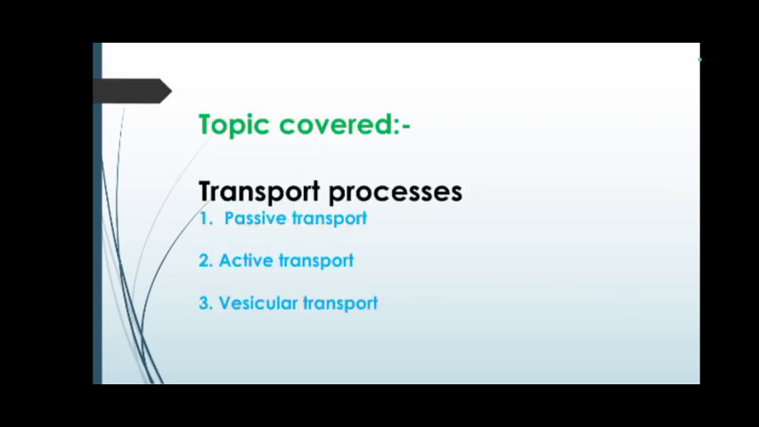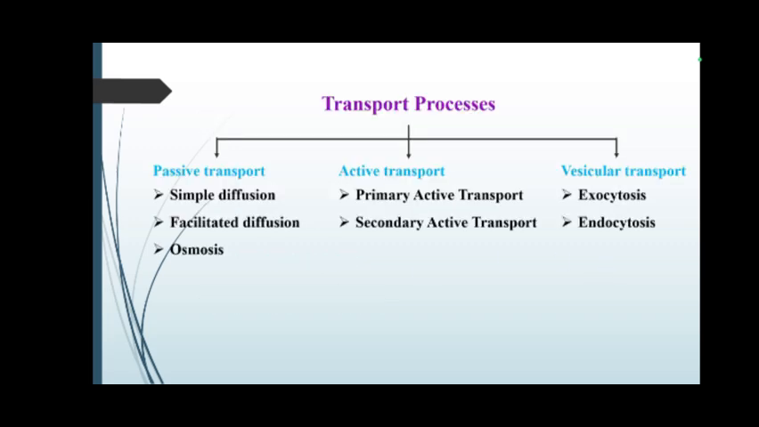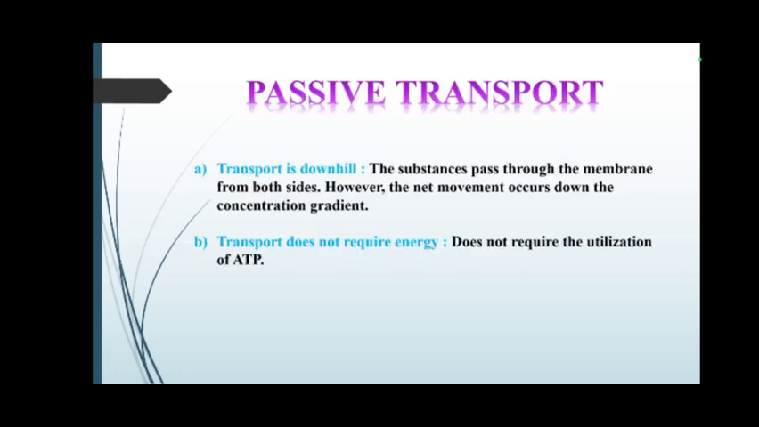The topics covered under this presentation are types of transport processes. First is passive transport, second is active transport, and third is vesicular transport. Passive transport is further subdivided into simple diffusion, facilitated diffusion, and osmosis. Active transport is further subdivided into primary active transport and secondary active transport. Vesicular transport is further subdivided into exocytosis and endocytosis.